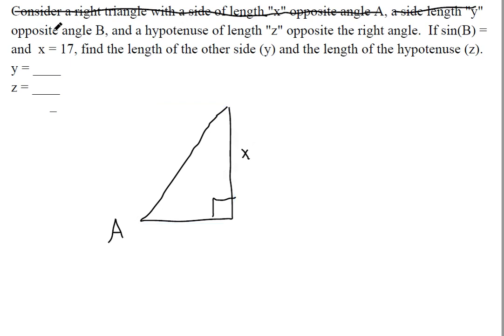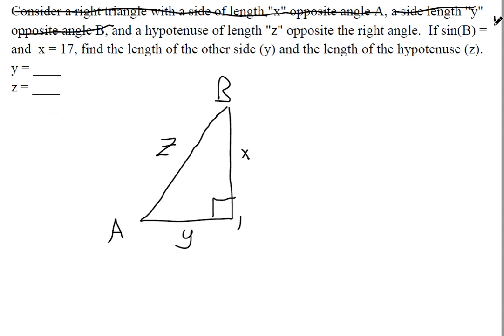Side length y that's opposite angle B. So I'll put angle B up here, and I'll put side length y over here because that's opposite. And then a hypotenuse of length z. So that's why I didn't label this A. I didn't label this B because I had already read ahead a little bit in the question that the hypotenuse is supposed to be z, and the hypotenuse is the side that's opposite of the right angle.